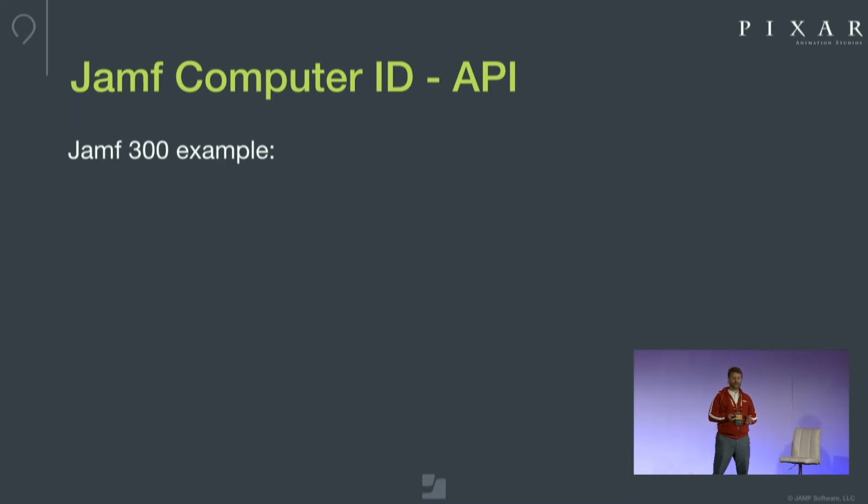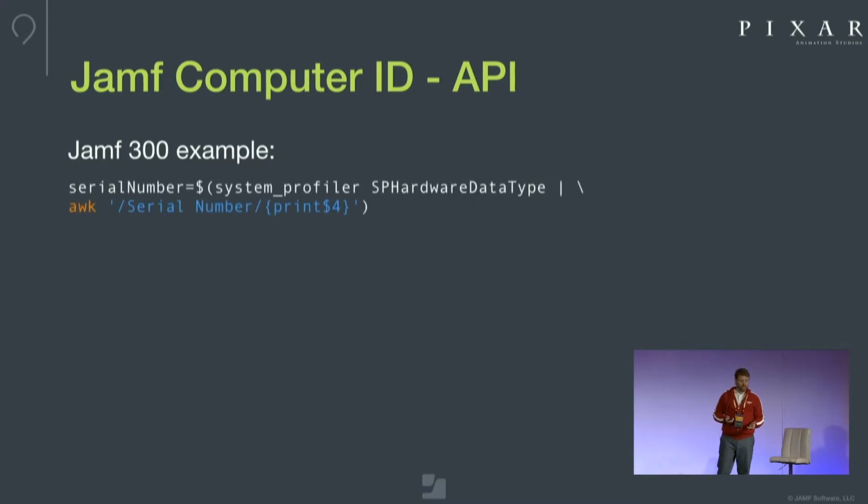So anyway, in my class, and probably yours, we had a task to use the API to change the site of a computer with its Jamf ID. Well, if you don't have the Jamf ID, you need to get it. And so to do so, we would use the serial number, defining that here as a variable based on the output of System Profiler.